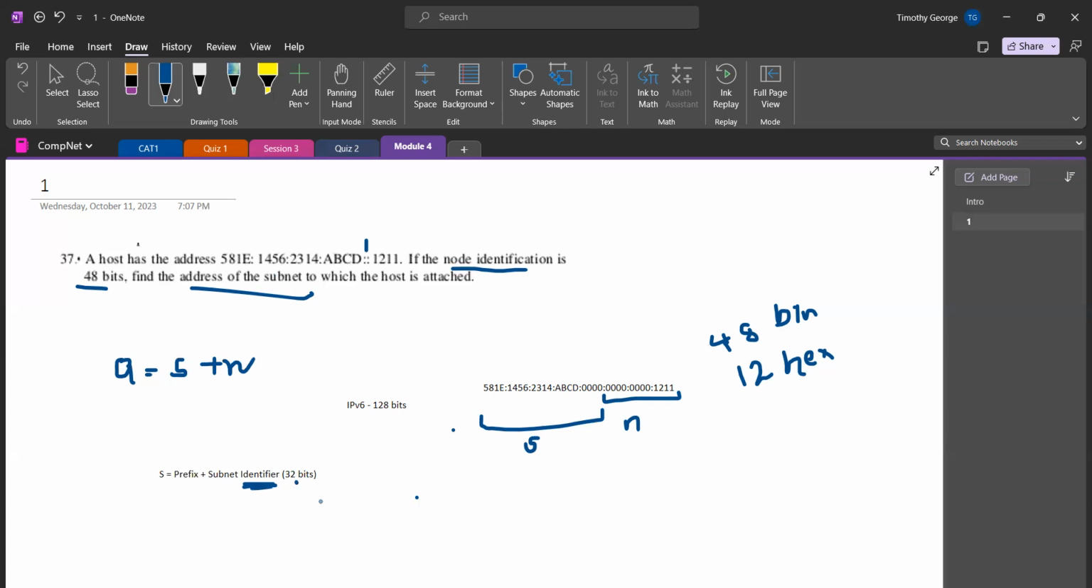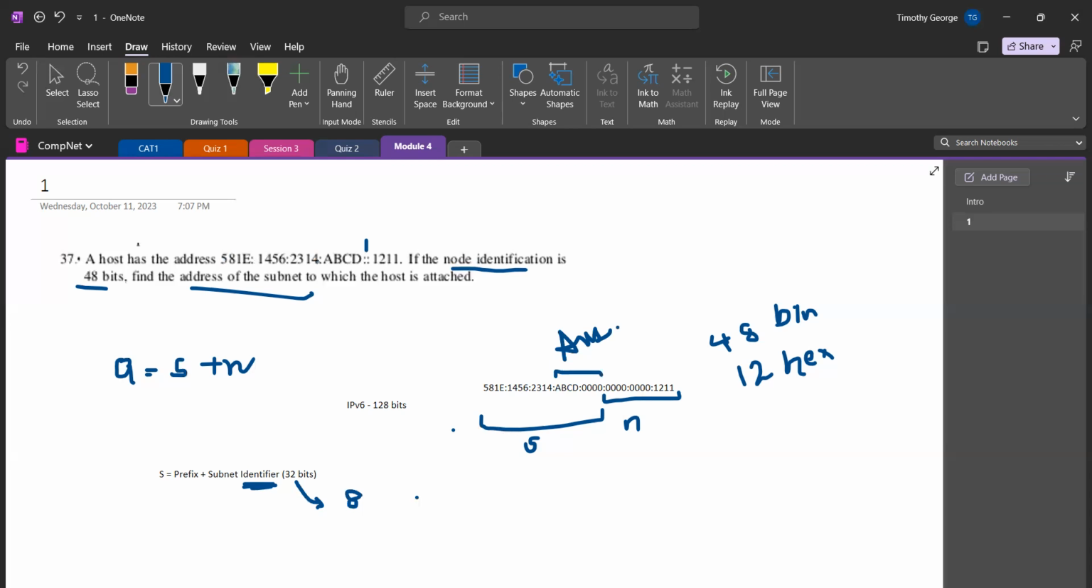32 bits in binary, in hex, will be 8 hexadecimal digits. So this is the prefix, the one before it, all the way to 2314. Then the last 8 digits, ABCD and 0000. This is your identifier, and that is your answer. That is what they're looking for in this question.